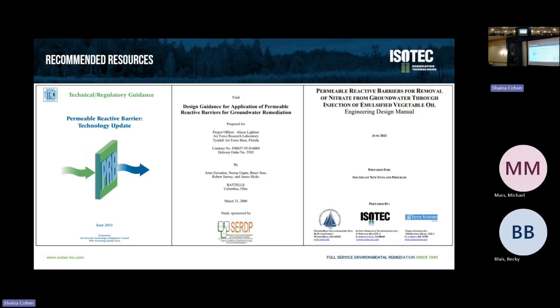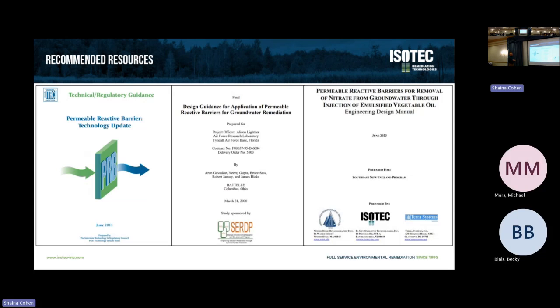A few recommended resources, and these two on the left are older documents, but I still go to these periodically when putting this presentation together. This is the ICRC PRB 5 document. It's from June of 2011. Highly recommend this one if you're thinking about PRBs.